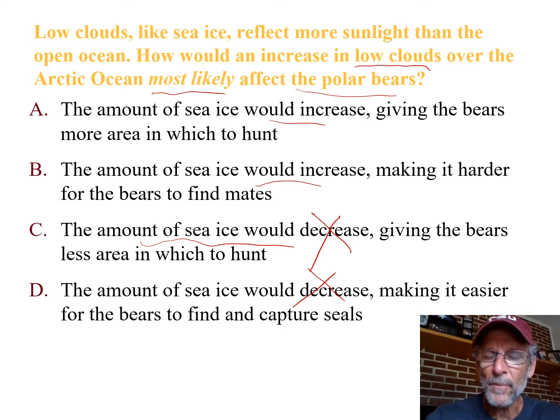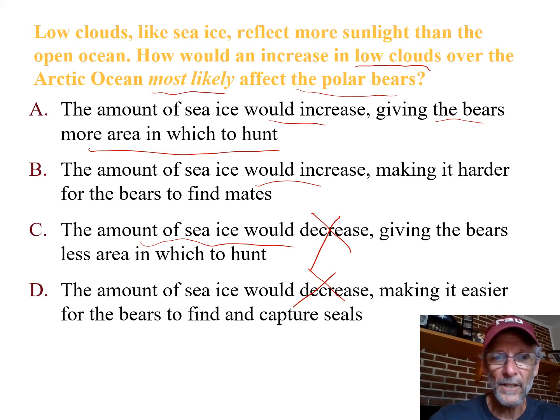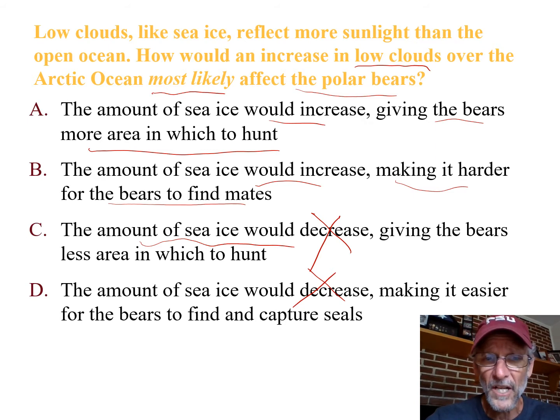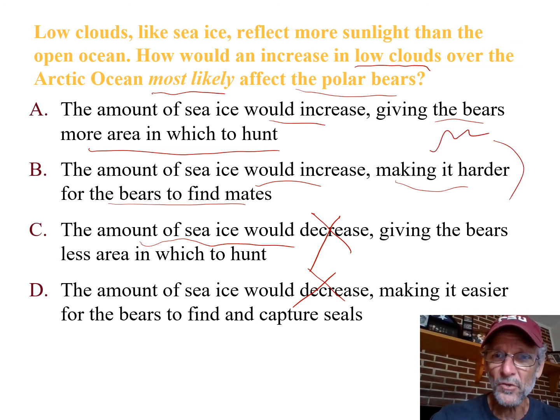What would that cause to happen? Well, more sea ice gives the bears more area to hunt. That makes sense. But you're assuming there that they hunt on that sea ice as opposed to in the water, right? Amount of sea ice would increase, making it harder for the bears to find mates. That also makes a little bit of sense because maybe their mates blend into that sea ice. Obviously, they're white fur. But also, if you have more sea ice, the mates would be more spread out. I don't know which answer I'd pick, but I'd probably pick this one. But it's another example of a question that I could find a better way to word.